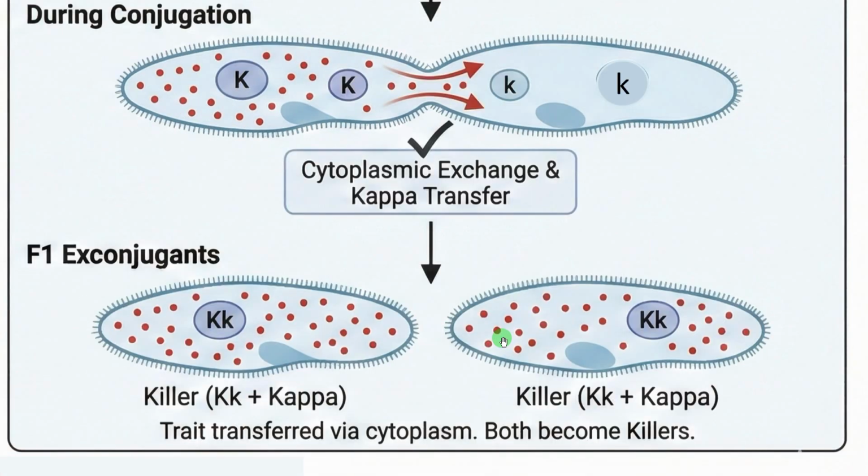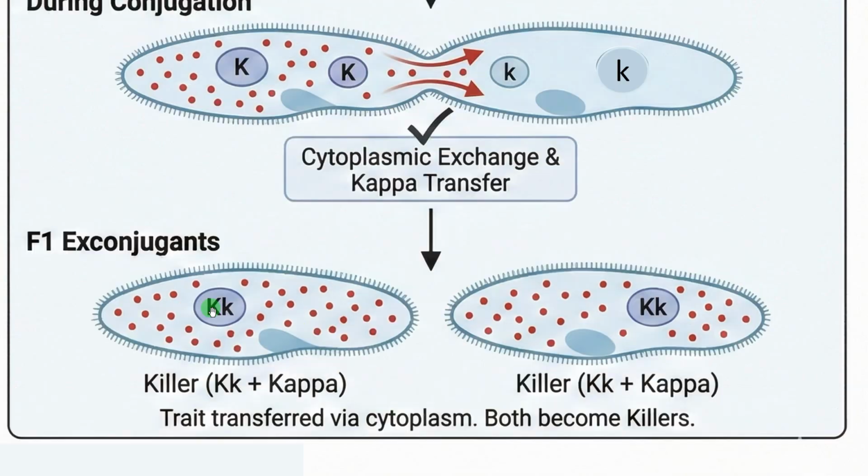As a result, the F1 exconjugants are, the killer has small k and capital K, that is heterozygous condition, there is a dominant K gene along with Kappa particle, killer remained killer, whereas the sensitive paramecium is transformed into killer paramecium as it has the capital K gene that is transferred by the nuclear transfer, and also there is cytoplasmic exchange. Therefore, Kappa particles are also transferred from this killer paramecium to the sensitive paramecium. That's why both become killer. So the trait is actually transferred via cytoplasm. That's why this is called as cytoplasmic transfer.